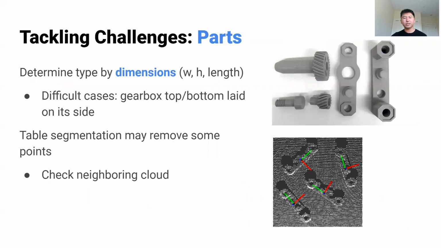For the parts to put into the caddy, we determine the type by the dimensions: the width, height, and the length. However, there are difficult cases. For example, the gearbox top and bottom, as you can see on the right, are difficult to recognize when they are lying on their side. Sometimes planar segmentation may also remove some points from the parts. In this case, our algorithm will check the neighboring cloud and consider it as part of the object.